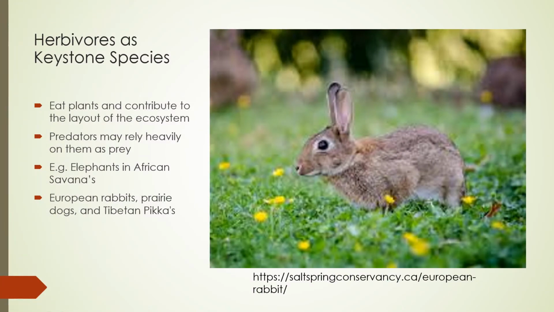Herbivores can be keystone species because they can alter the landscape, control vegetation, and provide food for predators. Examples of keystone herbivores include elephants, European rabbits, prairie dogs, and Tibetan pikas.